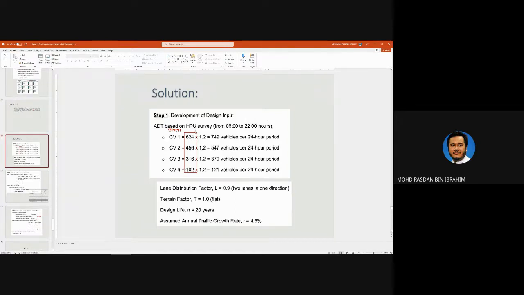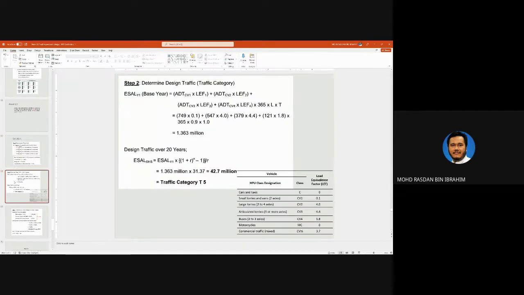Okay, although it is not mentioned in the question, since the data here is taken from the HPU survey from 6 a.m. to 10 p.m., you need to multiply with 1.2. Okay, so you get the actual number of vehicles per 24-hour period, for vehicle class 1, class 2, class 3, and class 4. And then you have the lane distribution factor from the table, and then terrain factor, and design life, and growth. So use this formula because you have different categories of traffic.